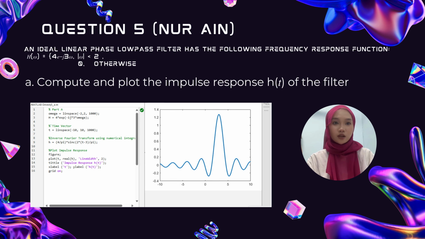Now for question 5, which involves applying a low pass filter to different signals. First, we plot the filter impulse response.